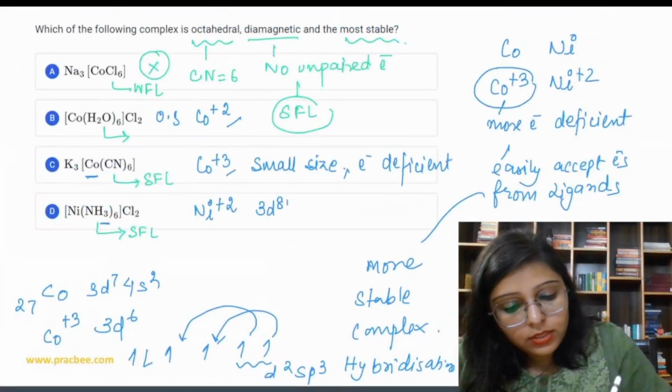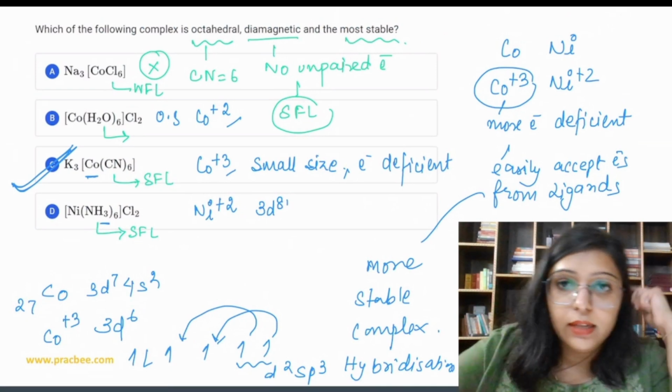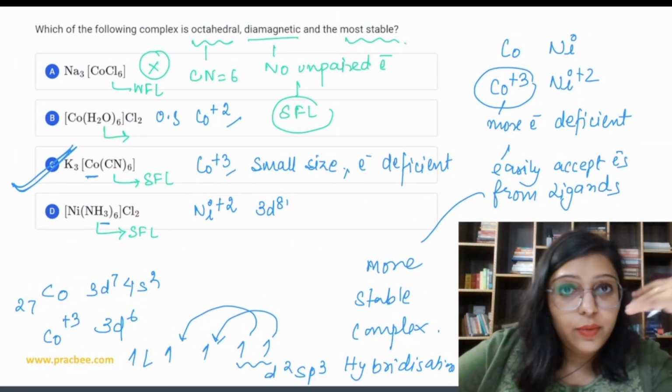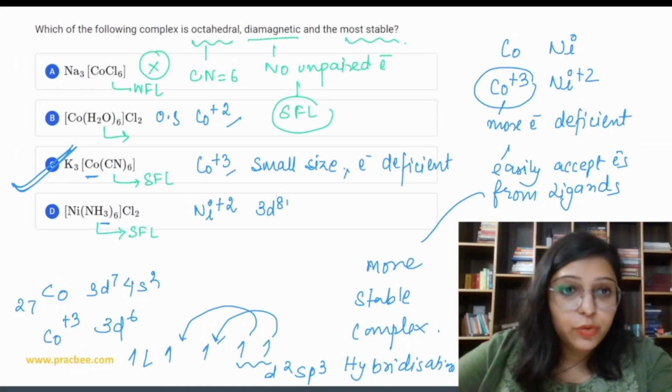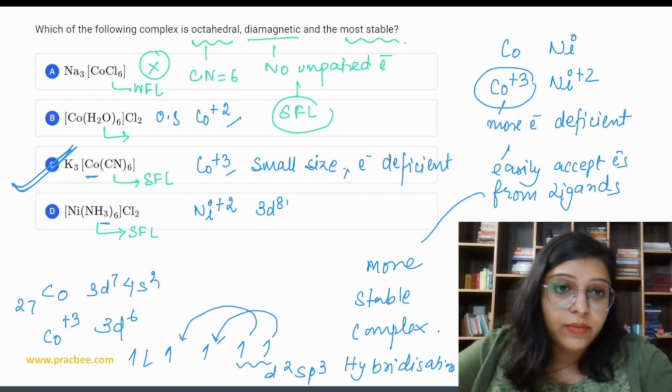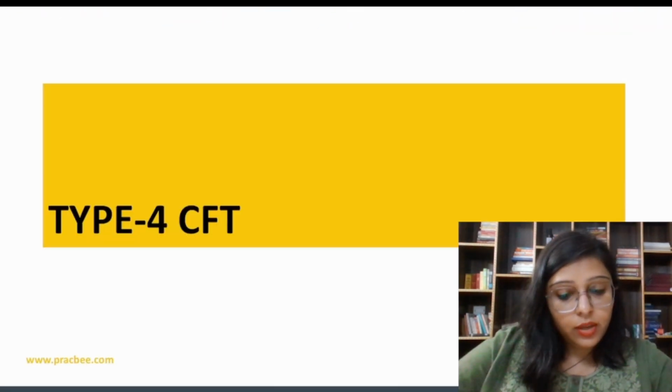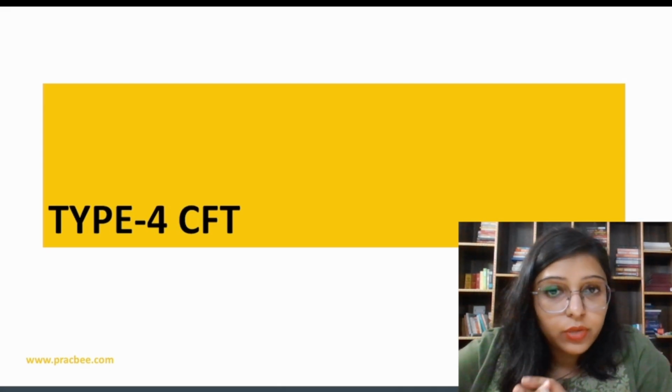So option C is going to be the correct answer. Understood how to find which one is more stable, which one is going to have octahedral, which one is going to have diamagnetic or paramagnetic property, right? Okay. So now we are moving to the CFT part, which is the crystal field theory, right?